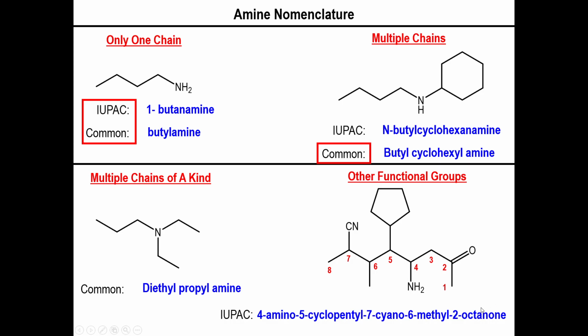All right, so that's how you treat these situations. And here you have no choice. You have to use the IUPAC way, because it would be a nightmare trying to name this the common way. And technically, it wouldn't quite work, because you will still have to give priority to the ketone as opposed to the amine.